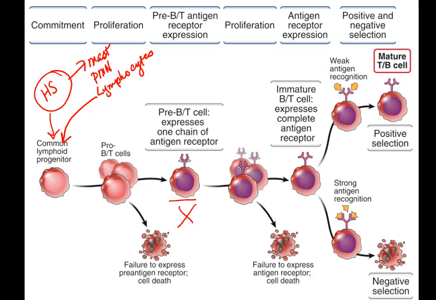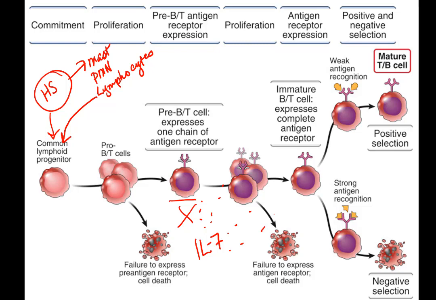Okay? The other thing that's important and that the book talks about is that it requires IL-7 for this to happen. IL-7 is going to be helping these things differentiate. Okay?